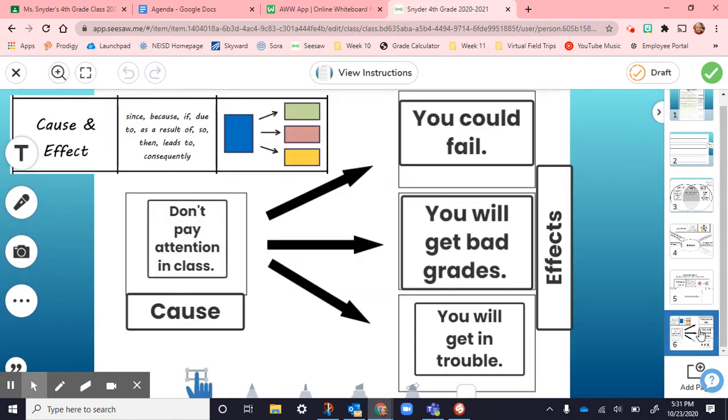So we came up with our own. Students helped me with this one. So my cause was if you don't pay attention in class. So that was the cause. And then these are the things that they said could happen. Students said you could fail, you will get bad grades, and you're going to get in trouble.